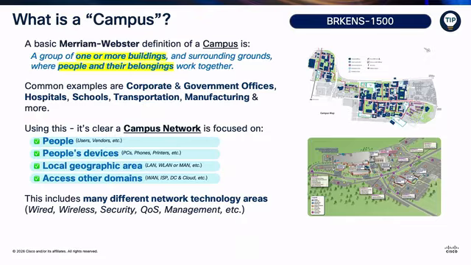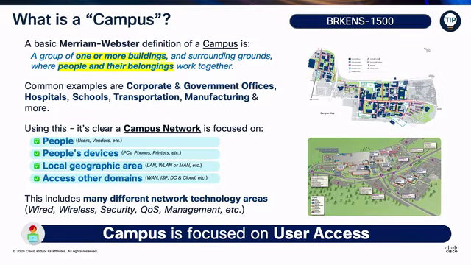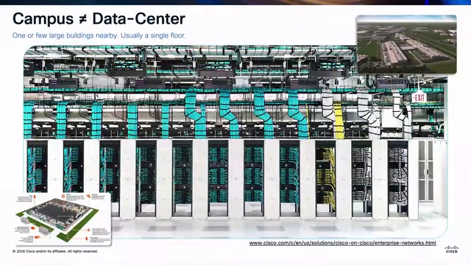So again, back to the slides, what is campus? Campus is, according to the definition, a group of one or more buildings which are surrounding people who are coming to work. So we already know that while designing or thinking about designing campus networks, in the back of our head is like, okay, we have to allow the access to the network, to the IT computer network, to the users and their devices.